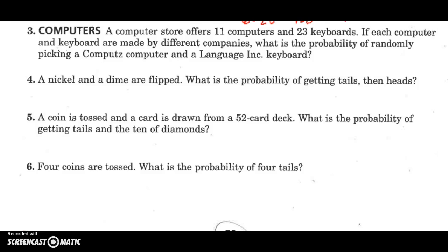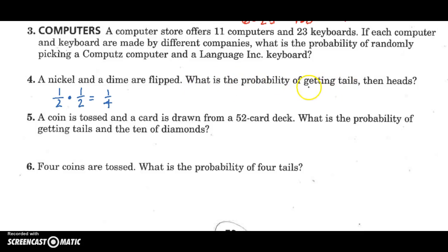All right, a nickel and a dime are flipped. What is the probability of getting tails, then heads? Okay, so I have 2 coins. Well, for the nickel, the probability of tails is 1 out of 2 because I have heads or tails. And for the dime, the probability of getting tails is 1 out of 2. So that equals 1 out of 4.